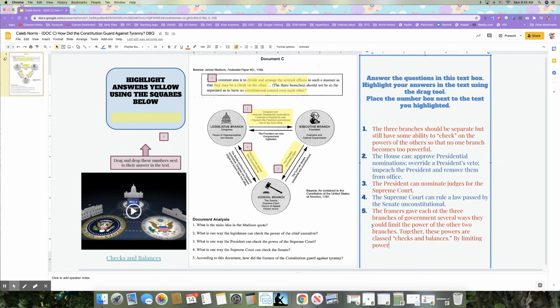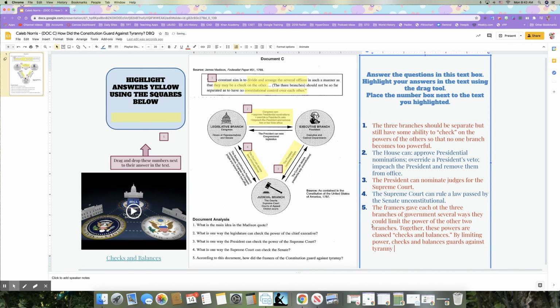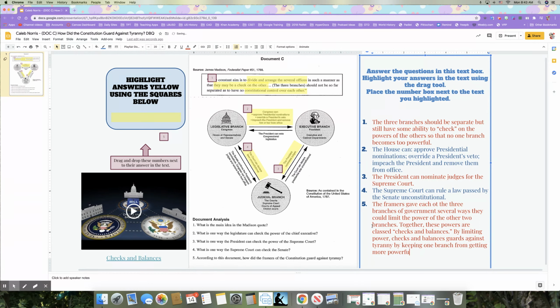Okay, so by limiting the power, checks and balances, guards against tyranny by keeping one branch from getting more powerful than the others. And all of this together is what shows us how the checks and balances works, but also how it can guard against tyranny.